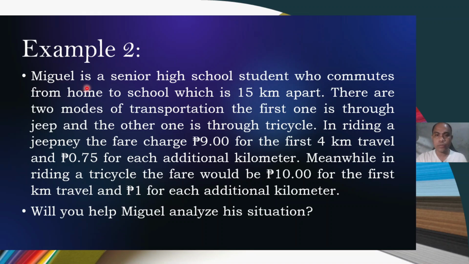Miguel is a senior high school student who commutes from home to school, which is 15 kilometers apart. Mura siya og from Mambago to San Antonio. Muna iyang 15 kilometers apart. So malayo-layo ito. So there are two modes of transportation na pwede natin gamitin. We have the jeep and the second one is the tricycle.